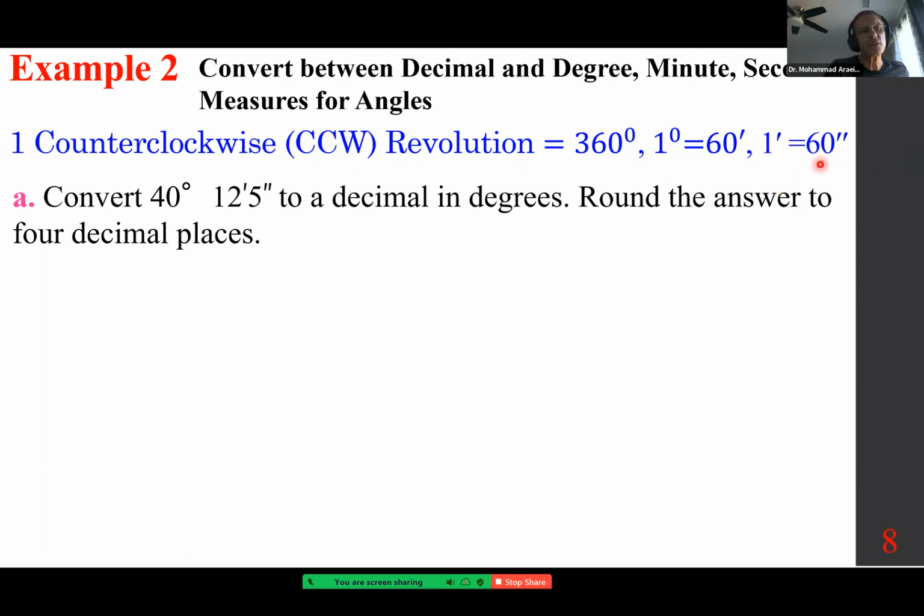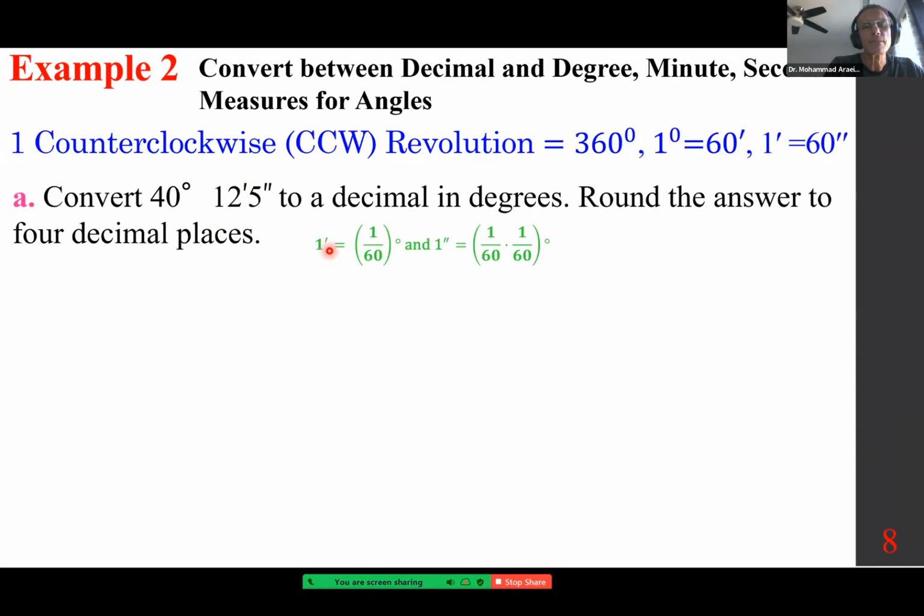Now, we want to convert 40 degrees, 12 minutes, 5 seconds to a decimal. In other words, it will be 40 point what degrees. That's the concept. And so we're going to use the fact that, for example, 12 minutes is a portion of a degree. And remember, 1 degree is 60 minutes, so this has to be divided by 60, and so on. So here's how we deal with that.